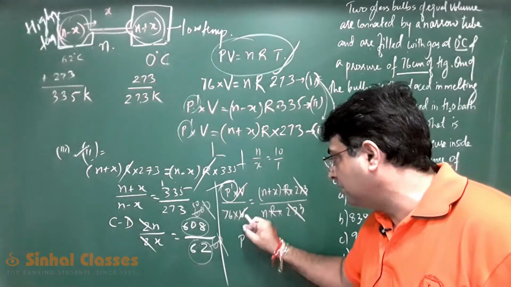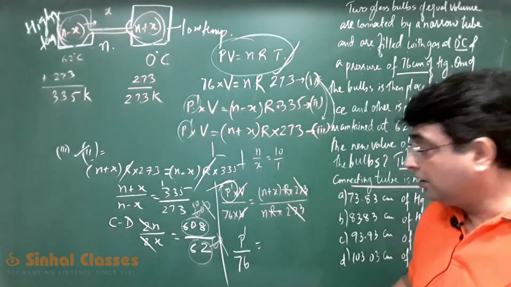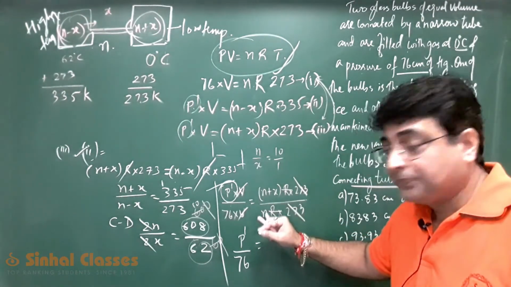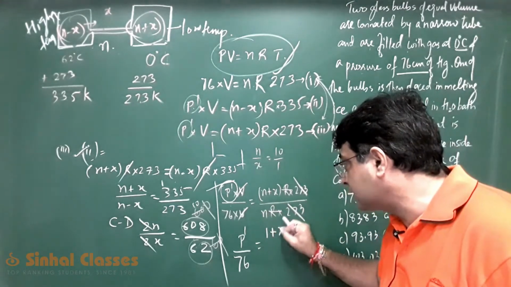तो ध्यान से देखो, p dash upon 76 is equal to, ये क्या है? n plus x upon n. n plus x upon n, students can I write 1 plus x by n?